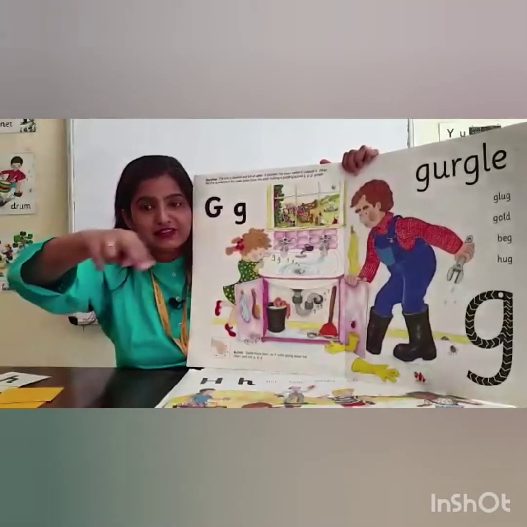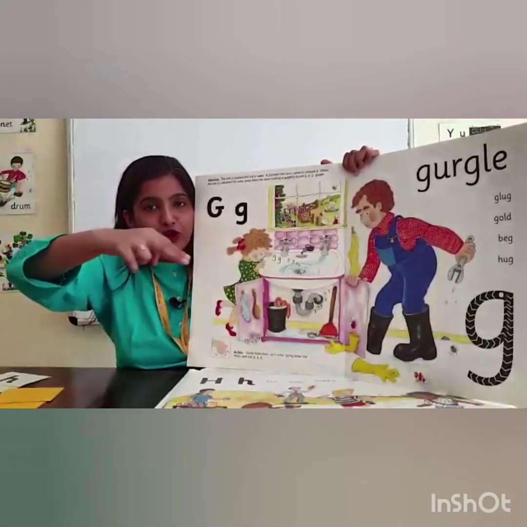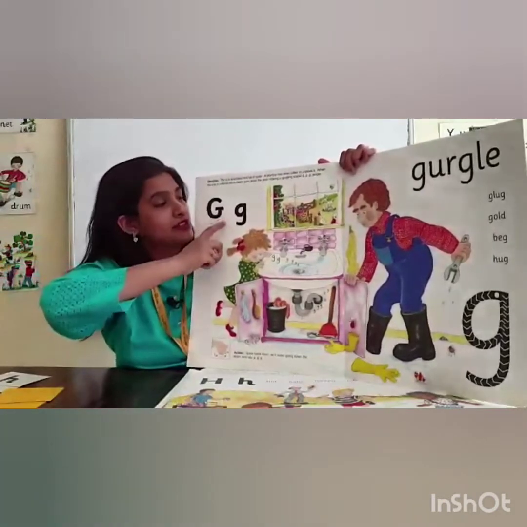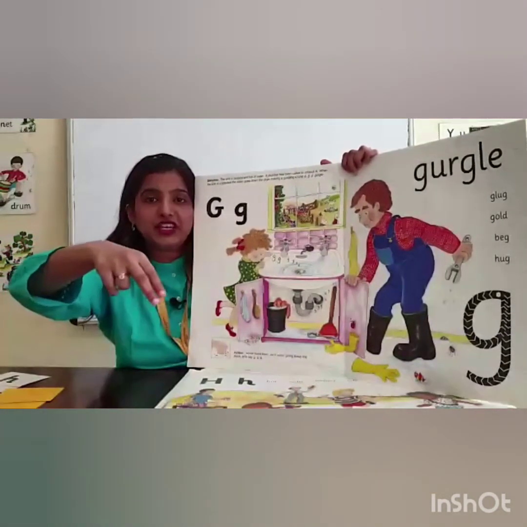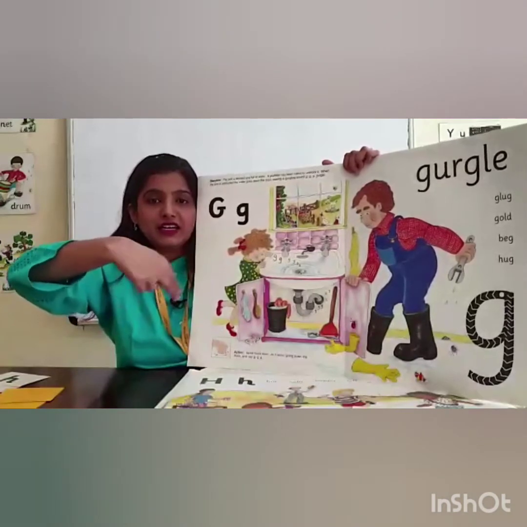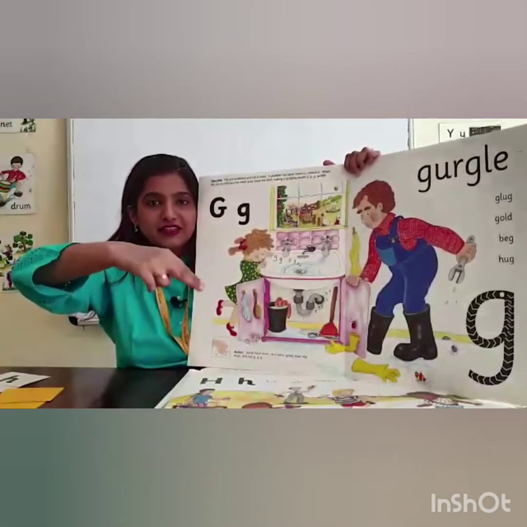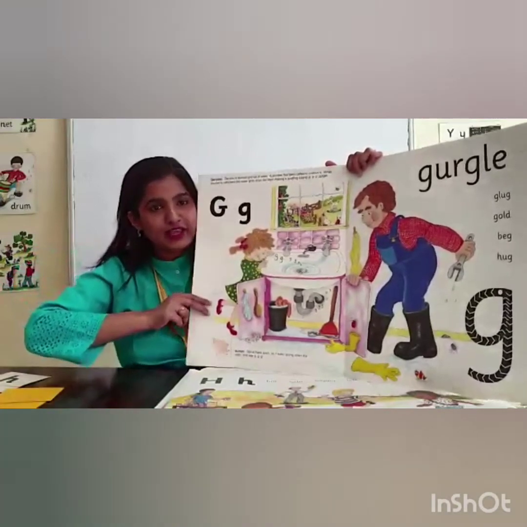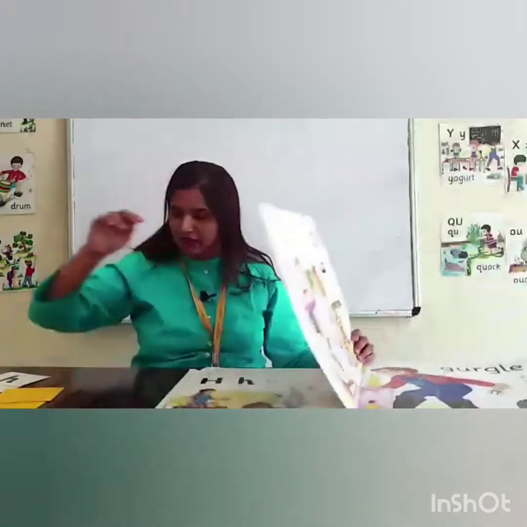You must have seen the ripples that form when water goes down the drain. Have you ever seen it? Okay, so the sound of this letter G is g, g, g, and the action is like this, as if there are ripples forming and the water is going down the drain. Okay, now we'll go to the next letter.